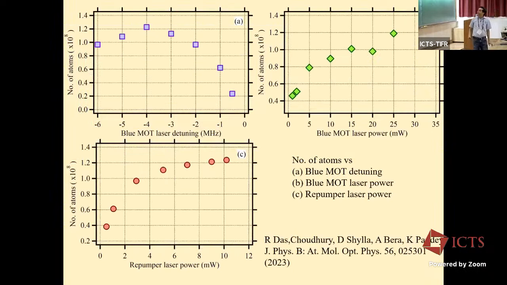Okay, and then these are all the parameters. We were varying the blue MOT laser detuning to transfer the number of atoms, and this is the curve. So optimum transfer was around 4 megahertz, okay? And we were varying the blue MOT laser power, and then we got saturation. So I think we have enough blue power to transfer all the atoms. And repumper power required was only up to 10 milliwatt, okay?